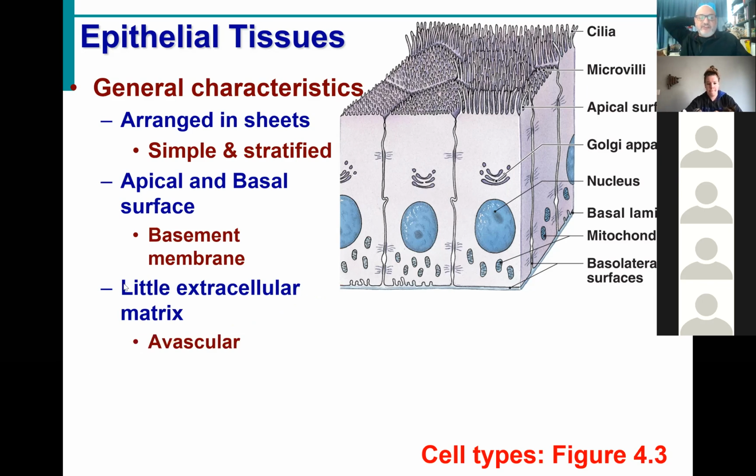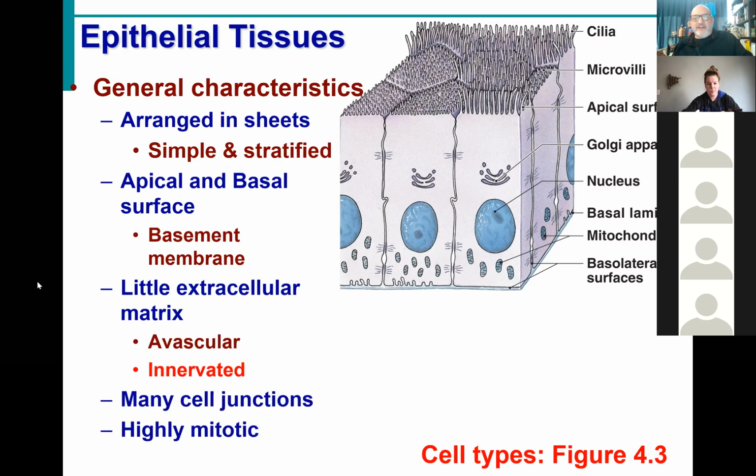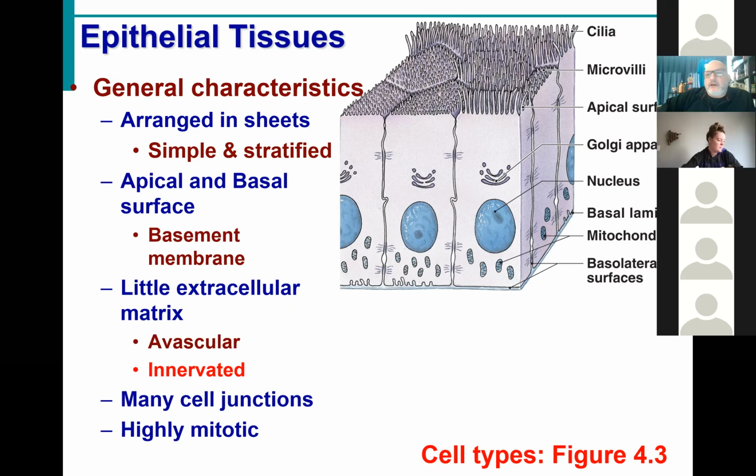As I mentioned, so cell dense, not a lot of room for blood vessels, but it is heavily innervated, highly mitotic, and because it's forming protective barriers, not surprisingly, it has a large number of cell junctions. All right. Questions on that?